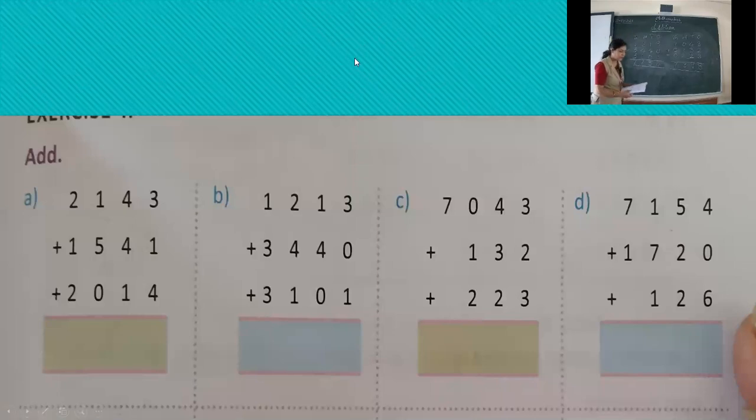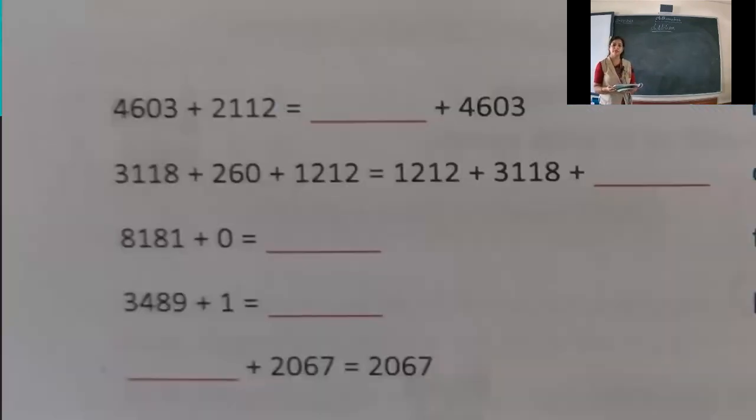Now, last, that is D part, you will do on your own. This is a homework for you. I'm not doing. I hope you all have copied. If you have not copied, take screenshot or copy down. This I'm rubbing. If you have any doubt in this addition, you can ask in the doubt class. But I hope this is very easy for you. Now we are moving on to our next slide, that is properties of addition.